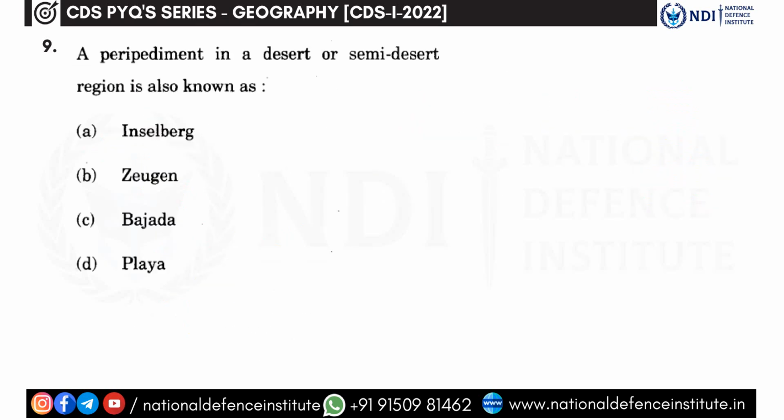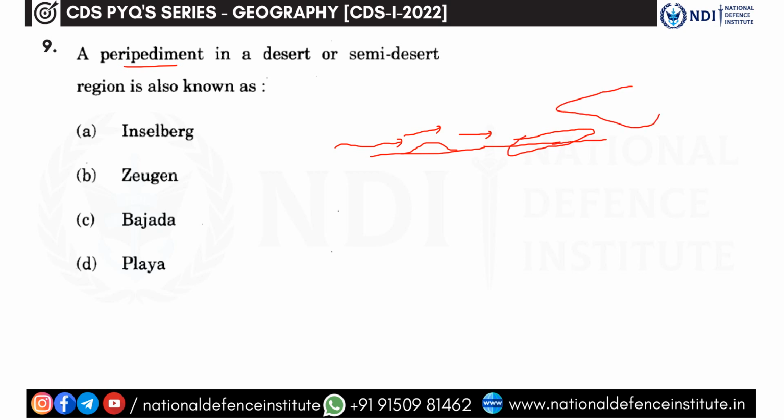A peripediment in a desert or semi-desert region is also known as what exactly? See, peripediment is something like in an arid area there will be some small elevation. Because of that, the wind and those kinds of things erode it further, and that makes some plains. That plain which may be formed over that is nothing but your peripediment. There is peripediment or a pediment, and that is with respect to moist condition. So here the answer is bajadas.